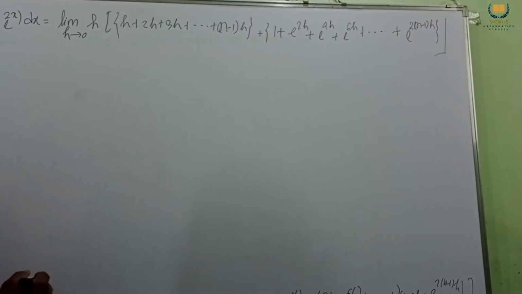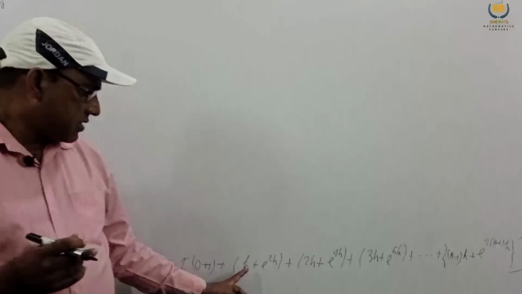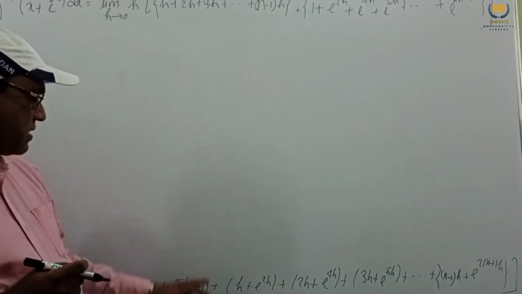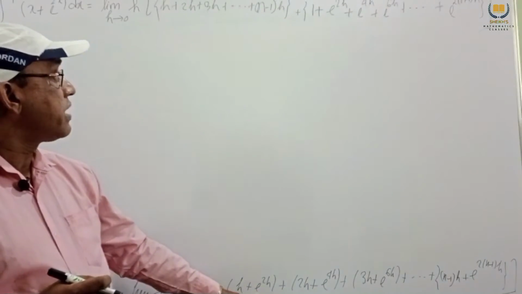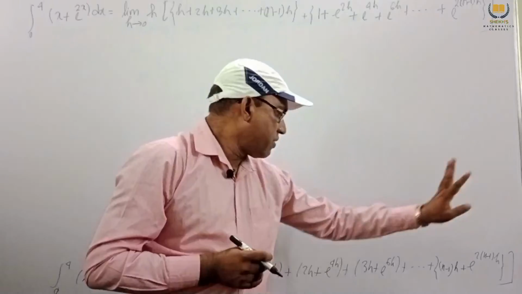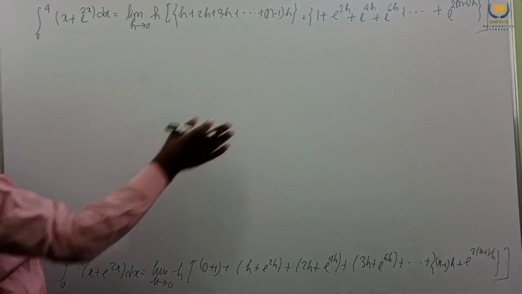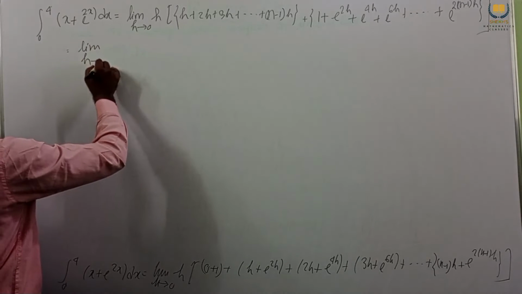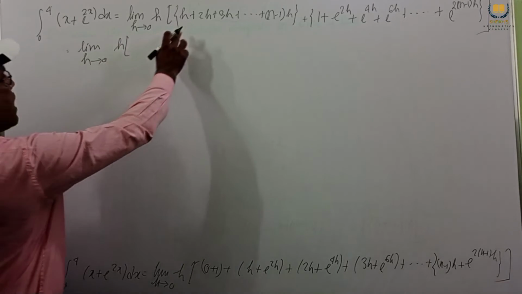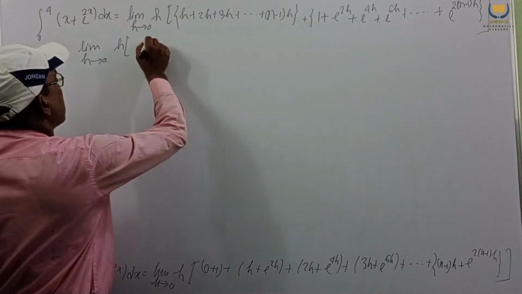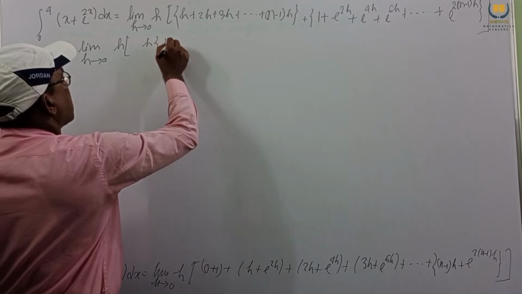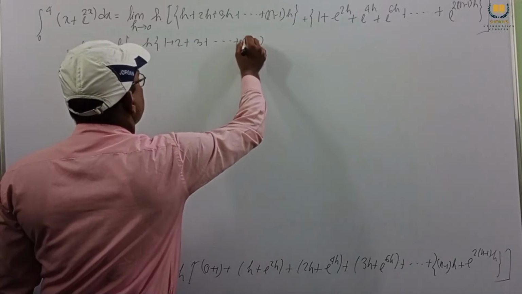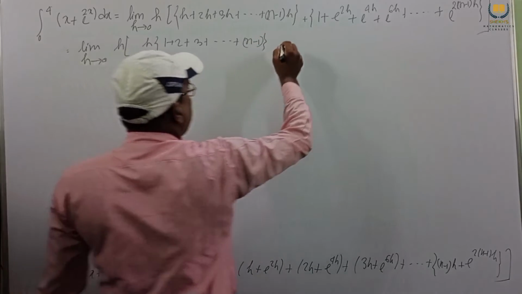So next, we write down the first terms together: h, 2h, 3h, up to n minus 1 h. Second terms: 1, e to the power 2h, e to the power 4h, e to the power 6h, up to e to the power 2 into n minus 1 into h, we write down together. Now this will be the limit as h tends to 0 of h, and from the first terms h is common, so 1 plus 2 plus 3 dot dot dot n minus 1 we get.